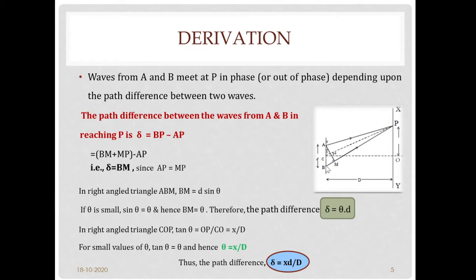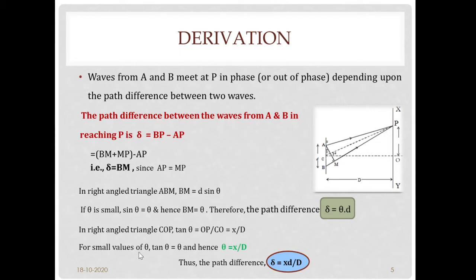And in this right angle triangle ABM, you can see BM is d sin theta. And if theta is very small, sin theta can be approximated to theta, hence BM will be d theta. So the path difference will be theta into d. And again you see another right angle triangle, this triangle COP. Here you can see tan theta is OP divided by CO, that is OP, the distance x, divided by capital D.